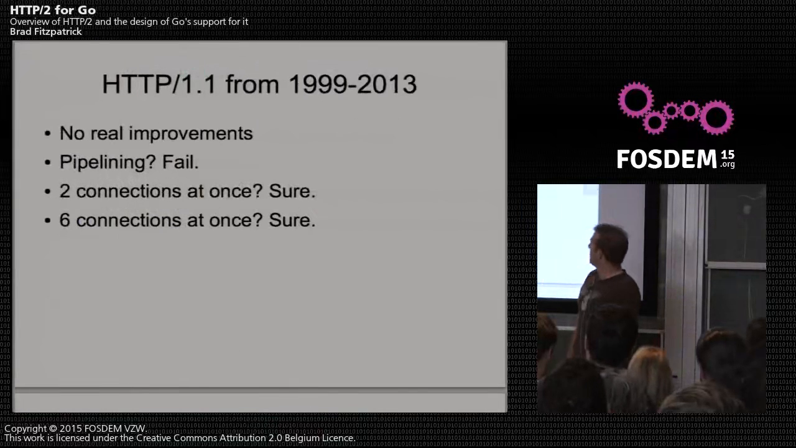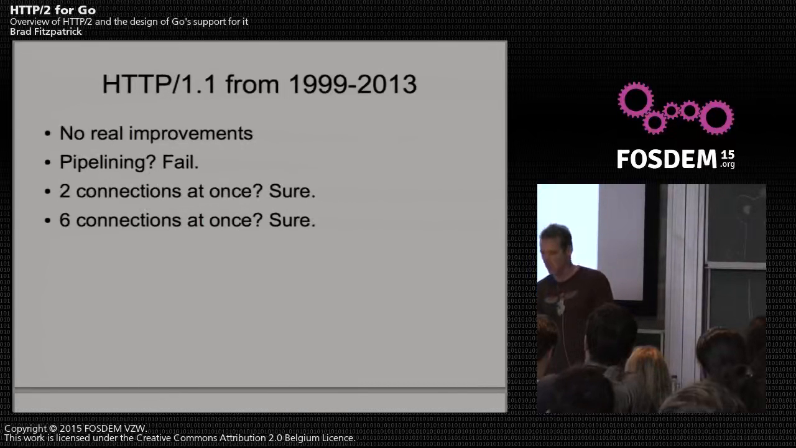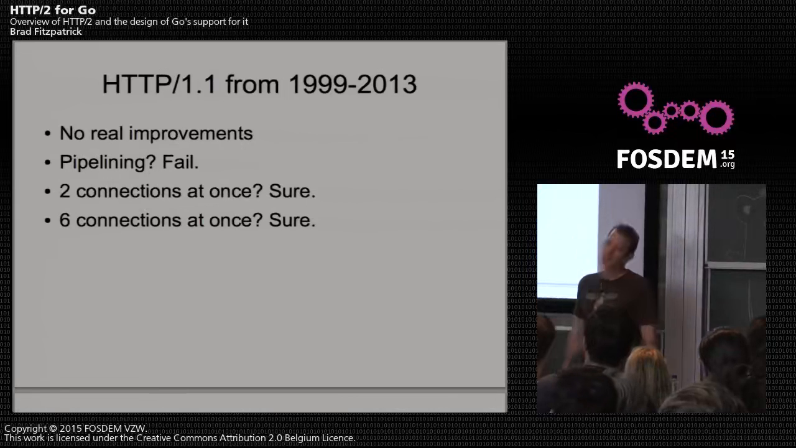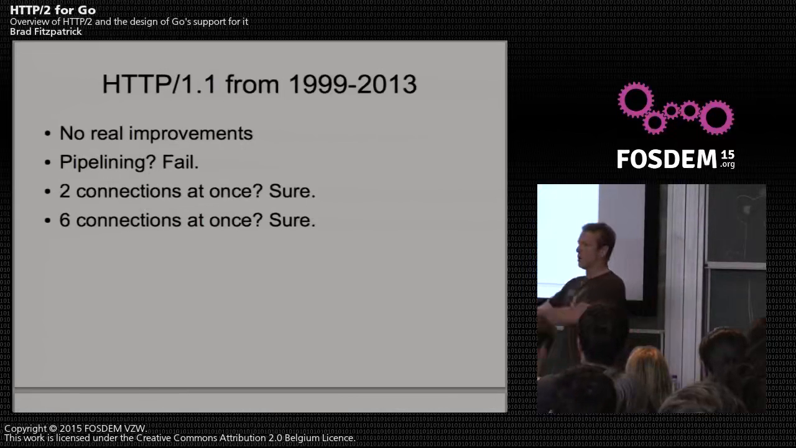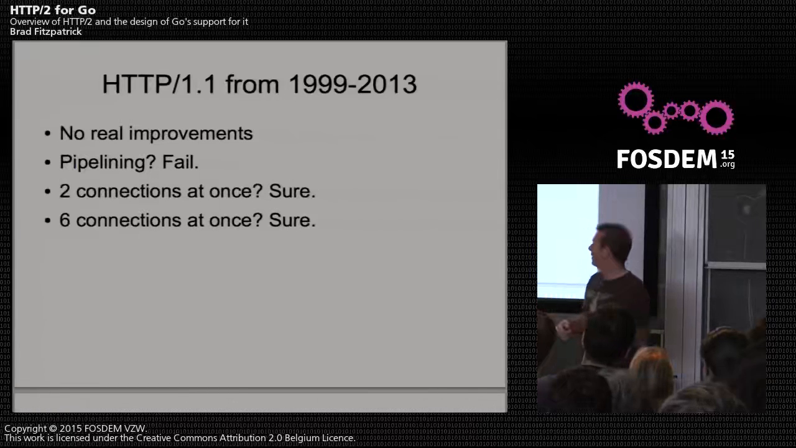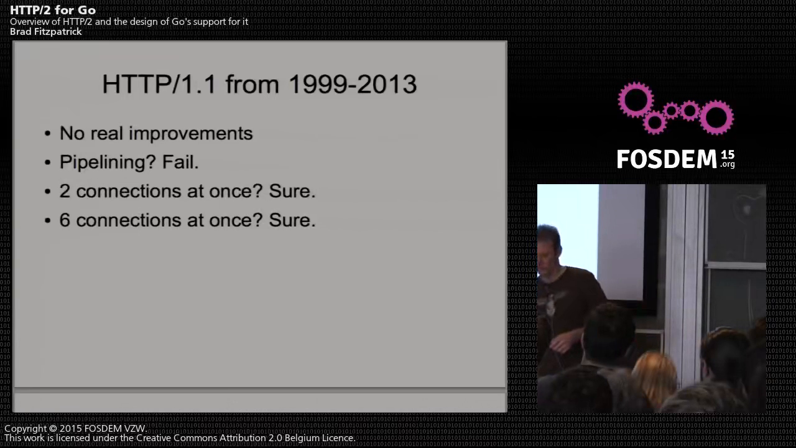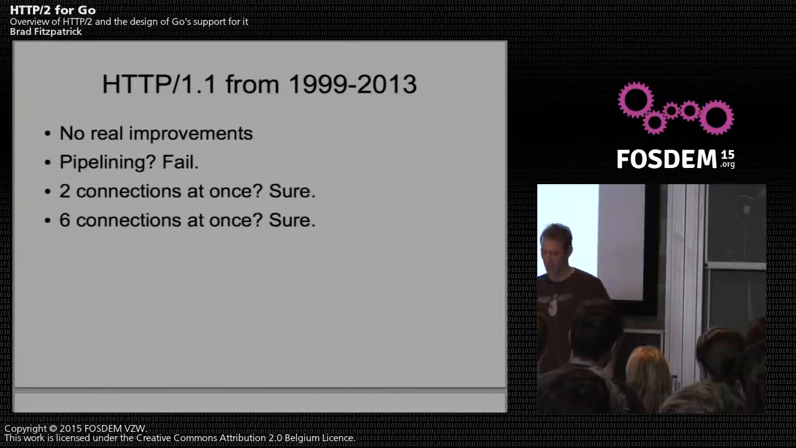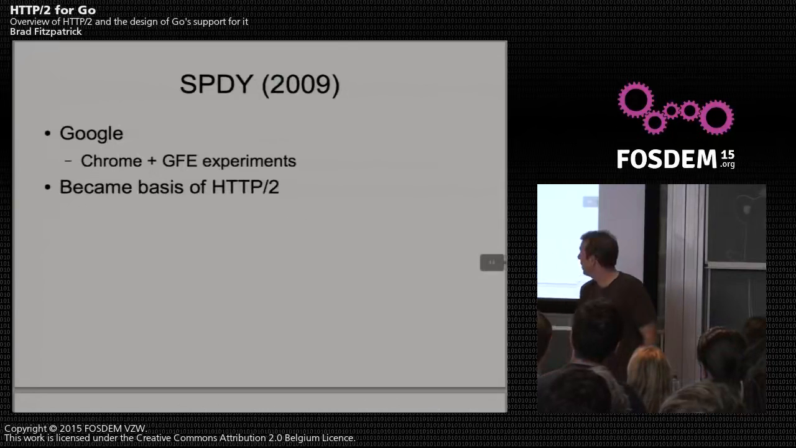There wasn't really any improvement from '99 to 2013. They just upped the number of connections. HTTP 1.1 in theory supports pipelining, where on one TCP connection you could ask for a whole bunch of things, and you still have to get them back in order. But in practice, it just doesn't work. All browsers have it turned off, and servers don't really support it. And transparent proxies in the middle that try to cache your stuff and help you out just choke on it. So no one uses it.